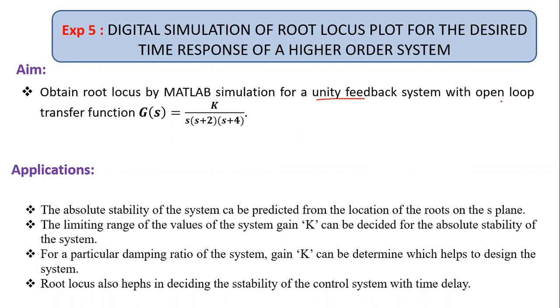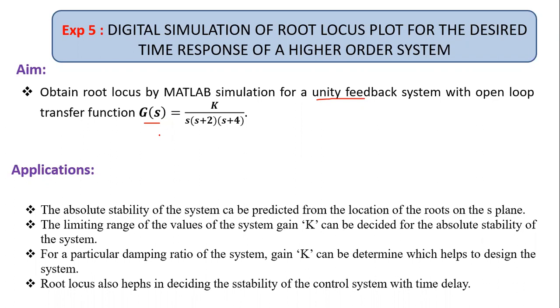For a unity feedback system with an open loop transfer function G(s) = K / (s(s+2)(s+4)). So here the open loop system is given, and for that we need to implement the root locus. By using root locus, we need to identify the stability of the system.